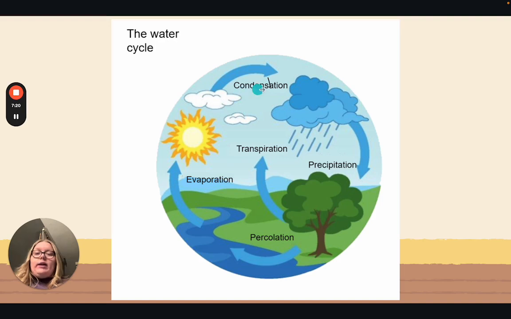And I want you to label each step. And this should be done using a blank piece of paper and whatever you want for color. Colored pencils, crayons, markers. And then we will submit them online when you are done. And yeah, that's how clouds form.